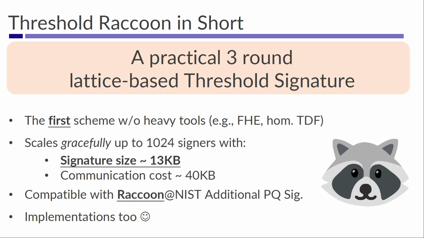So let me just explain what Threshold Raccoon is in short. It is a practical 3-round lattice-based threshold signature scheme. And this is the first scheme where we don't have to rely on heavy tools like FHE or homomorphic trapdoor functions. And it scales gracefully up to 1,000 signers. All these parameters stay roughly the same for any number of signers, about 10 kilobytes plus more. And it is compatible with the Raccoon scheme that we presented at the NIST additional post-quantum signature competition. And we do have some implementations in the paper too for those who are interested.